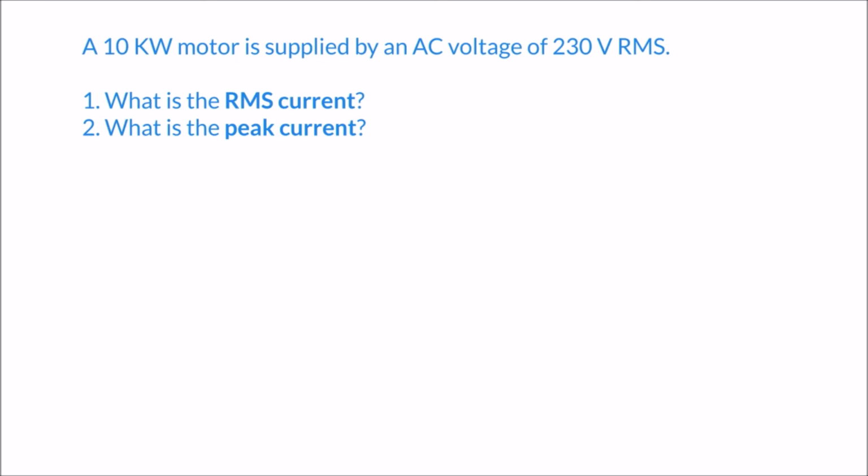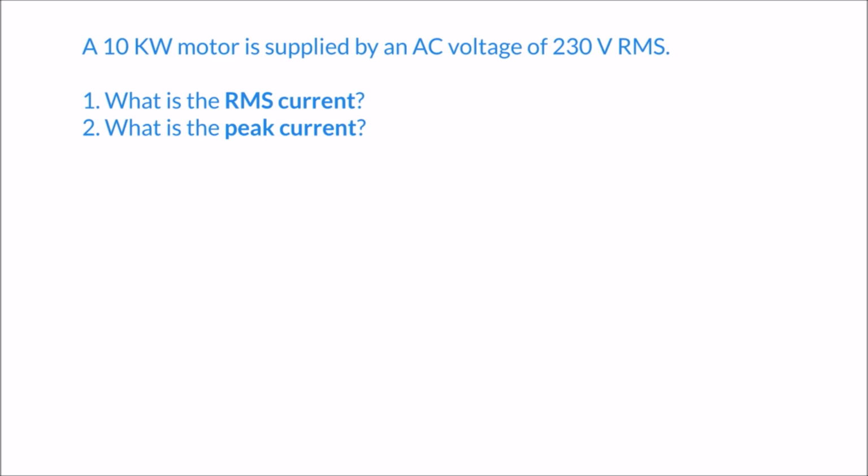So the first thing we can do here is use our formula for power, which is P equals I times V, but we can rearrange it to say that I equals P over V. Now in this case, it's the RMS voltage, and that means that I'm going to be calculating the RMS current. So let's put some values in here, because we know that the power in this motor, P, is 10 kilowatts, which I need to express in watts, so that's 10,000 watts, divided by the RMS voltage, which is 230 volts. Calculating that gives me an answer of 43.48 amps.